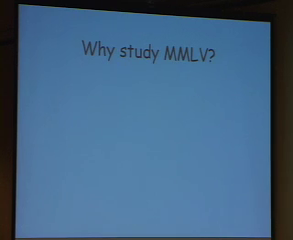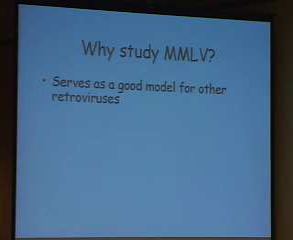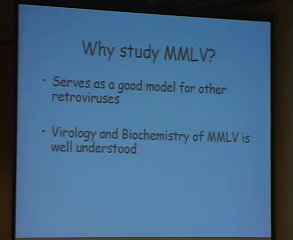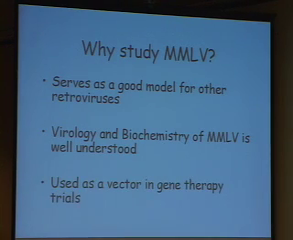There are a lot of other retroviruses, such as HIV. Well, first, it serves as a good model retrovirus for other retroviruses. This is namely because most of the proteins encoded by the genome are specific and core to this replication process, and don't really have too many other accessory purposes. In addition, most of the virology and biochemistry of the Moloney murine leukemia virus is well understood, and it's already used extensively in gene therapy trials.